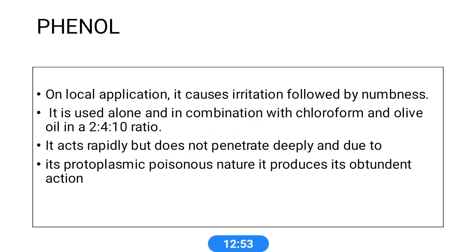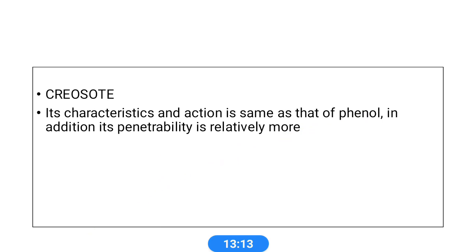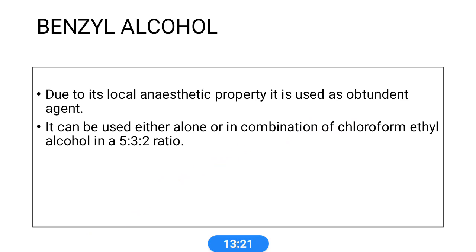It is applied locally, allow the alcohol to evaporate and carry out the excavation. Phenol is the oldest antiseptic agent. On local application it causes irritation followed by numbness. It is used alone and in combination with chloroform and olive oil. It acts rapidly but does not penetrate deeply, and due to its protoplasmic poisonous nature it produces its obtundant action. Cresol's characteristics and action are the same as those of phenol. In addition, its penetrability is relatively more.